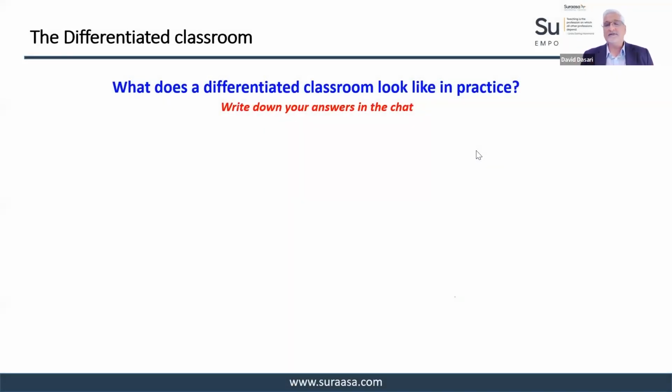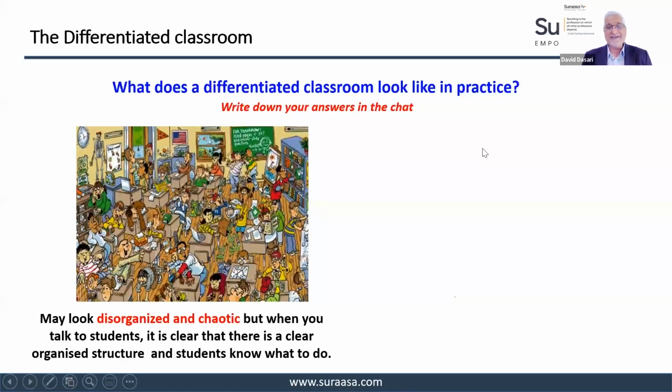Look at what research shows us about what a good differentiated classroom looks like in practice. Okay, number one, when you walk into it, it may look disorganized and chaotic. But when you talk to the students, it is clear that students know what to do and that there is clear organization. There's very few classes in the world where students sit in a neat row, put their fingers on their lips, and do nothing except listen to the teacher. That is a differentiated classroom.